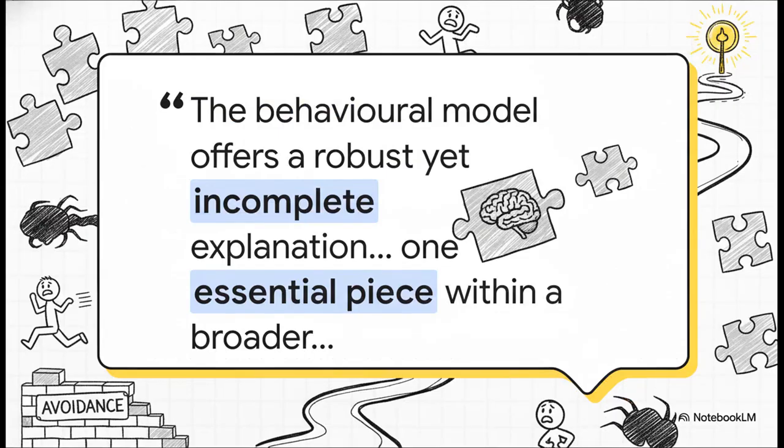So what's the bottom line? Well, you can think of the two-process model as a really strong, really important piece of the puzzle. It's brilliant at explaining how avoidance keeps a phobia going, but it's not the whole puzzle. It's a fantastic foundation, but it isn't the complete picture.